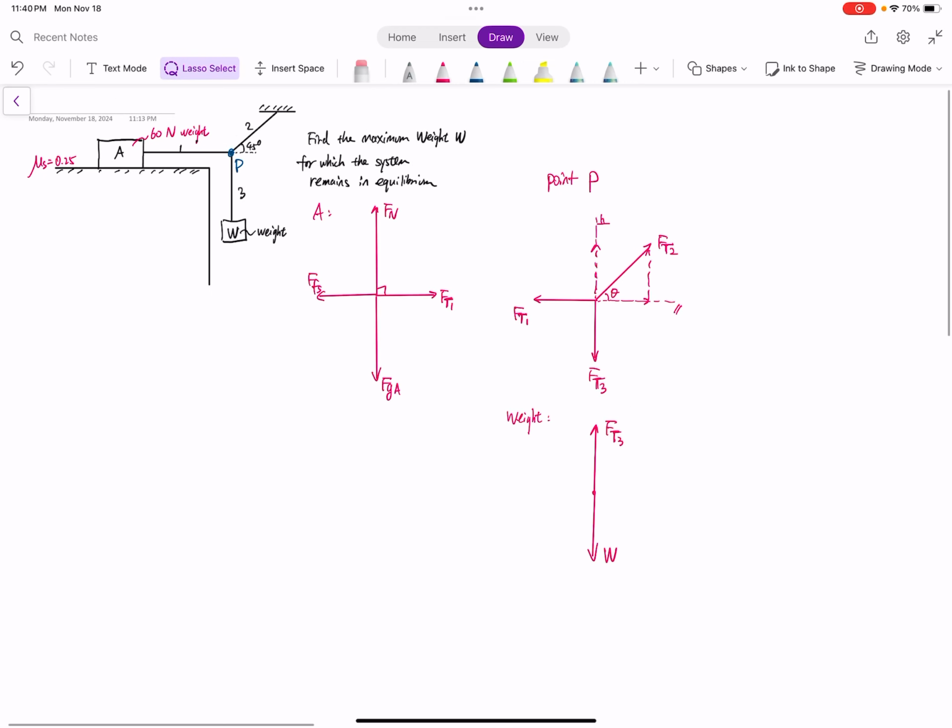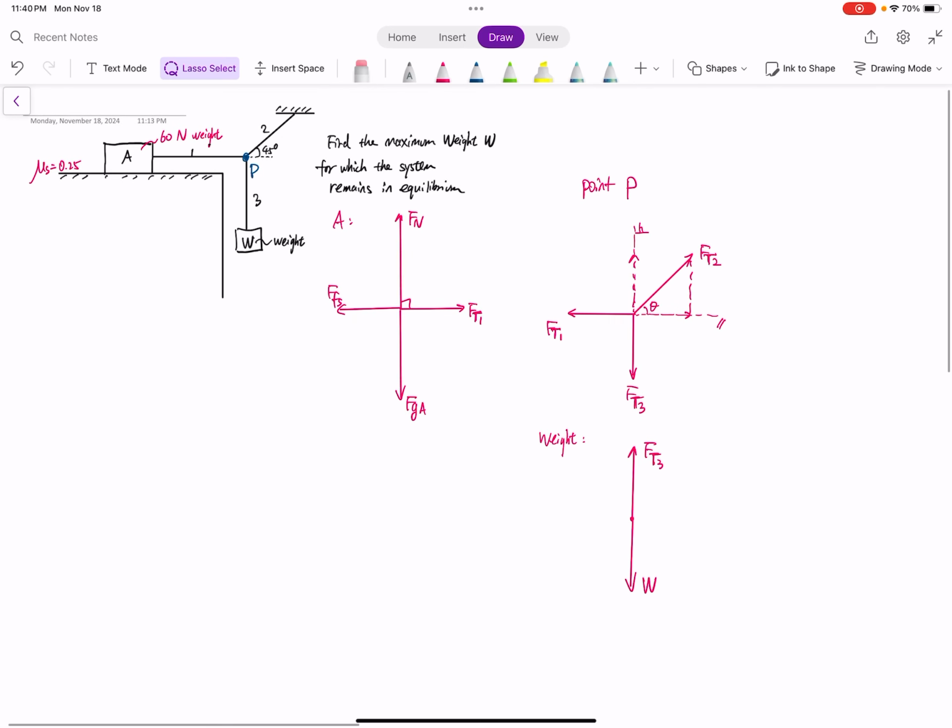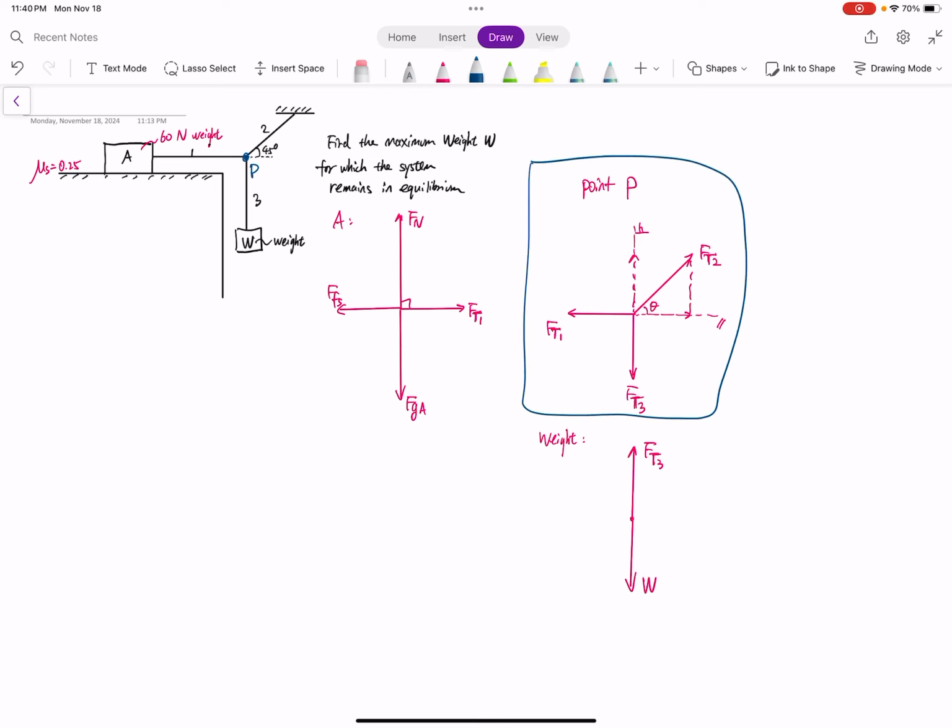So one is for the block A, and the other one is for the weight here, but I also need the other free body diagram for this point P, which doesn't have any mass here, but it's essential to link up the 3 different ropes and the 3 different tensions. And the 3 different ropes are not connected. They're 3 different pieces of rope, so they don't have the same tension.